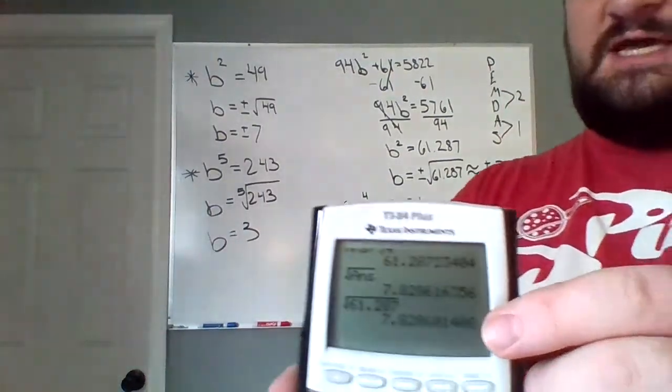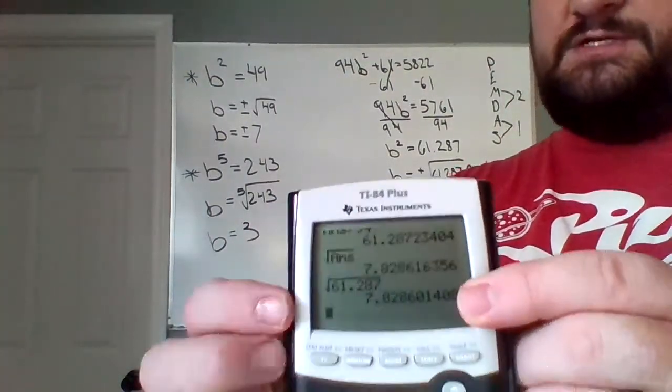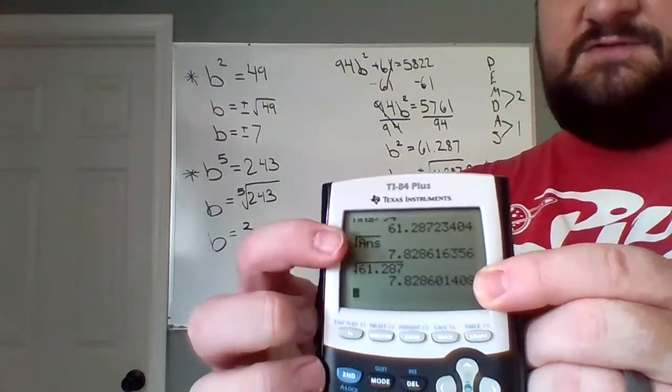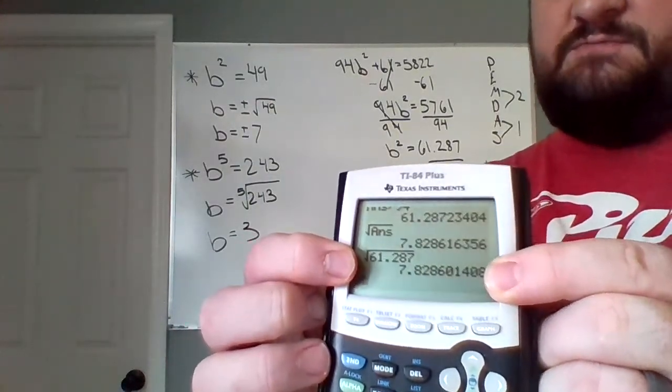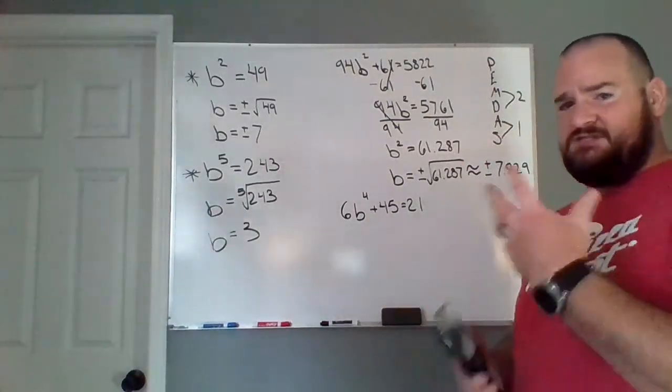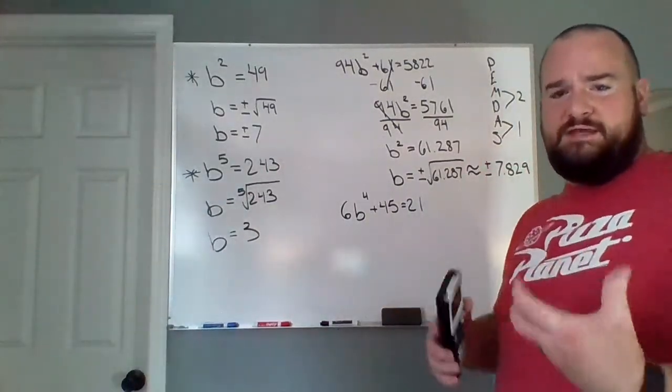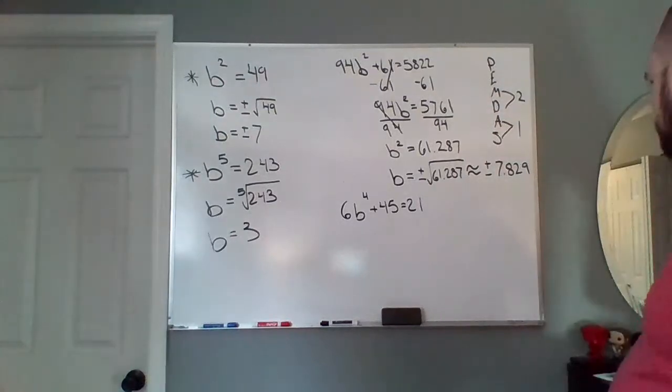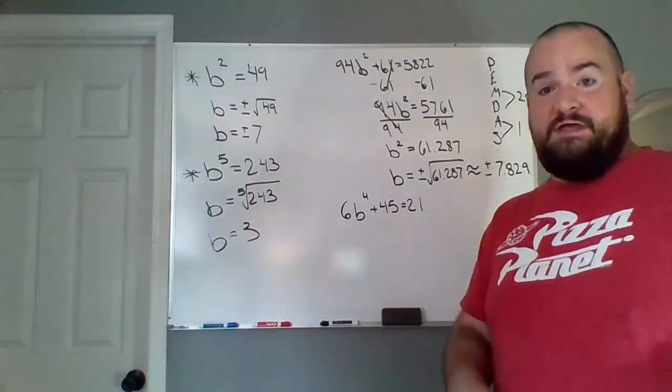Notice if I would have just typed in square root of 61.287 instead of using that answer, I still get the same answer, 7.829. So either way you would have gotten the same thing. It just depends on what you're comfortable with, what you like to do. All right, perfect. One problem left.